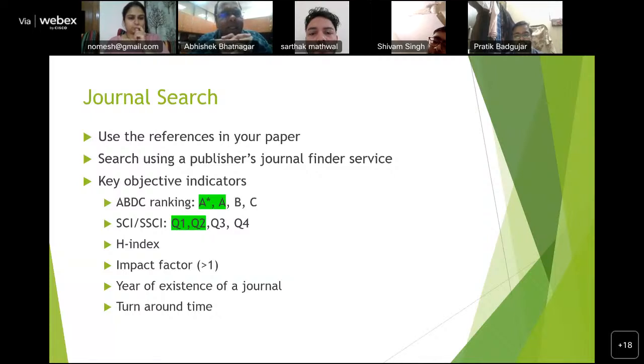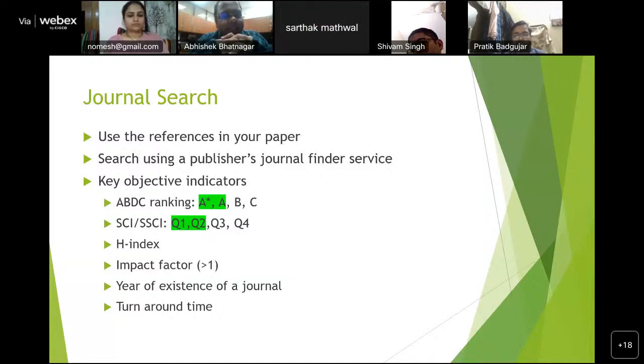Another indicator is SCI or SSCI. This is Science Citation Index and Social Science Citation Index, and one is Science Citation Index Expanded. So this is the same as SCI. So they are quartile ranges. Q1 and Q2 are generally good journals, so you should target that.